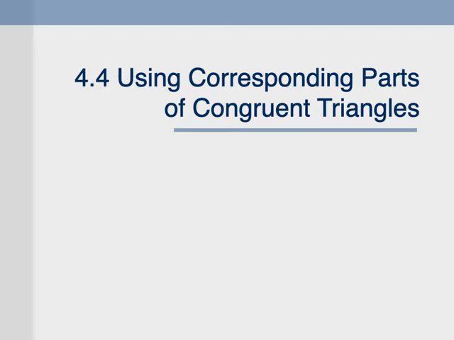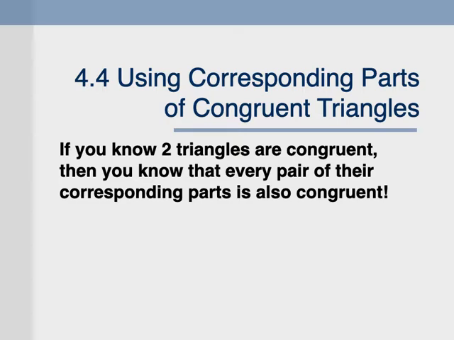Today we are going to talk about how to use corresponding parts of congruent triangles in a proof. Copy down this important note. If you know that you have two triangles that are congruent, then you can assume that every pair of their corresponding parts is also congruent. Remember, when we're talking about figures like triangles, corresponding parts are things like sides that match or angles that match each other.